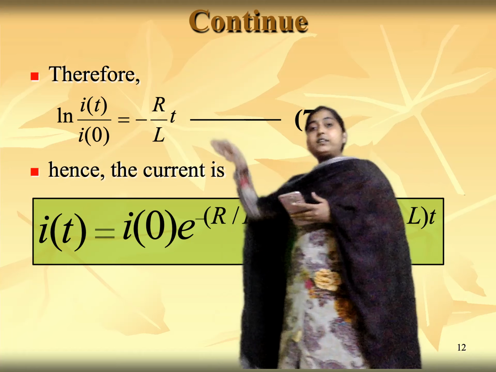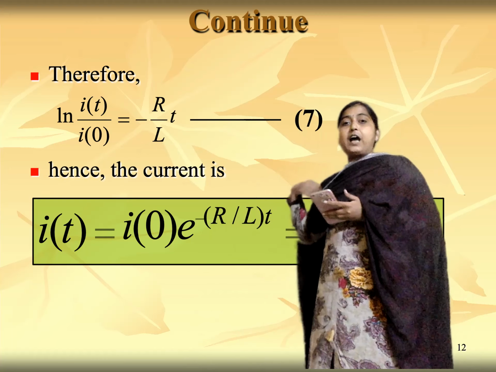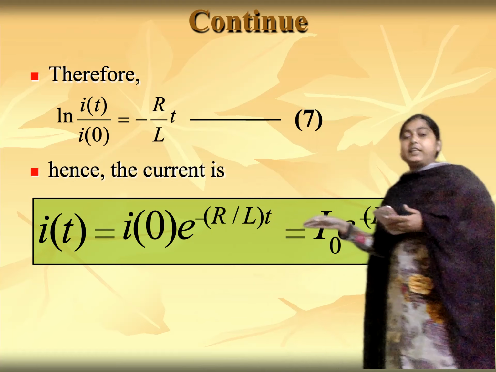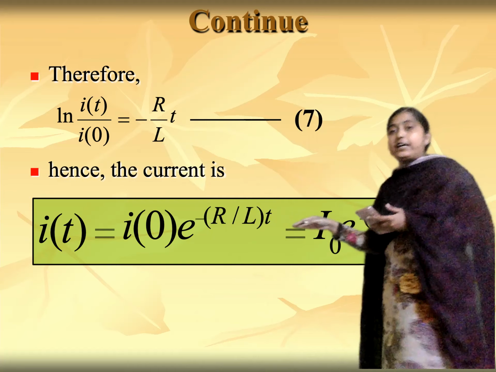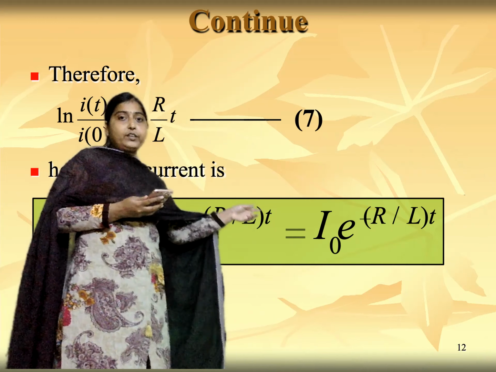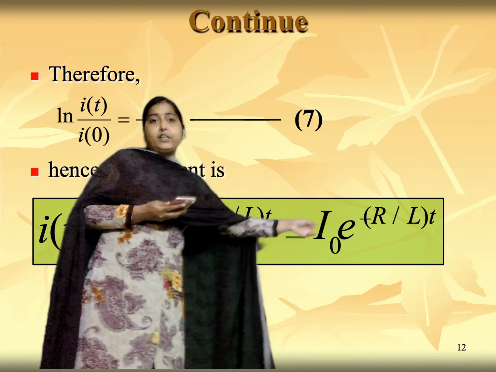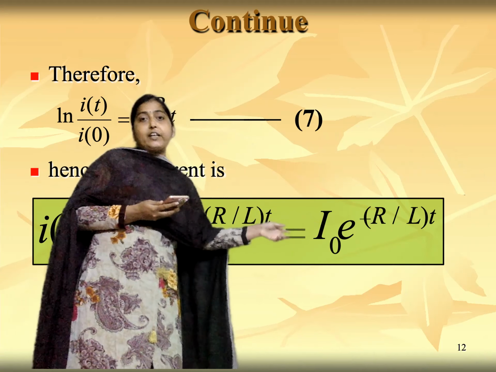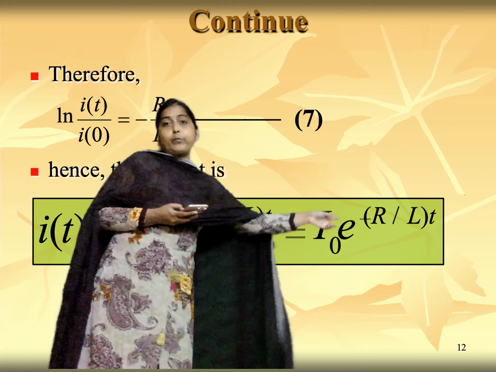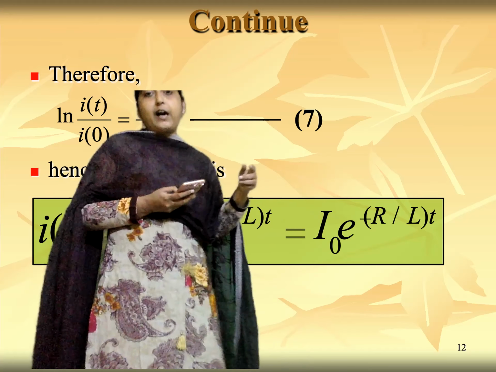Then transferring this I of 0 to the right hand side, we get I of t is equal to I of 0 into e to the power minus R by L into t. This equation can be written as I naught into e to the power minus R by L into t. That is the current which is flowing through an RL circuit, where I naught is the initial current which we assumed initially, and it is e to the power minus R by L into t.